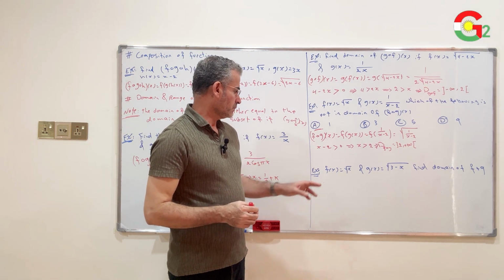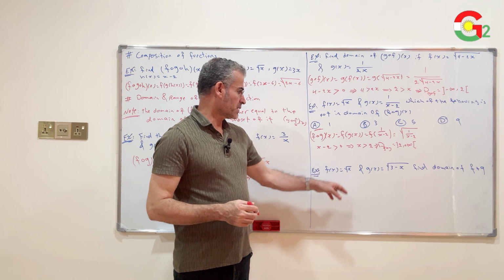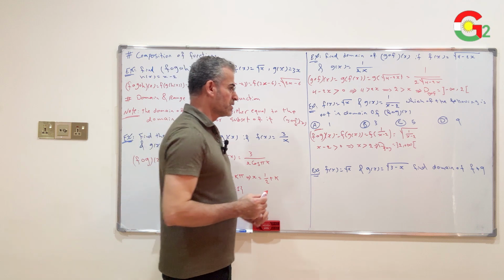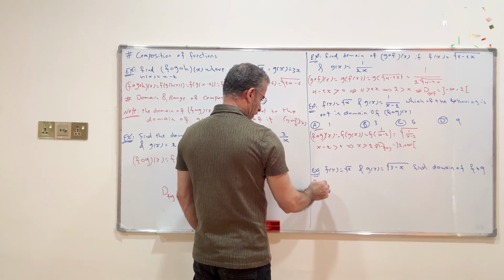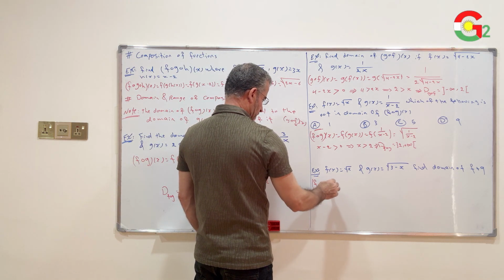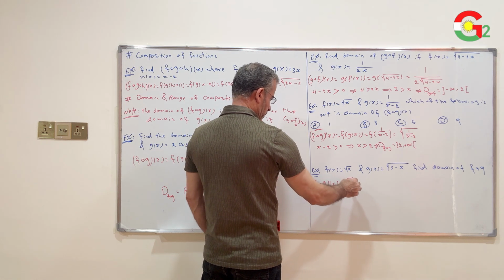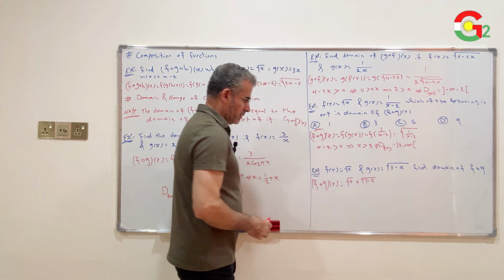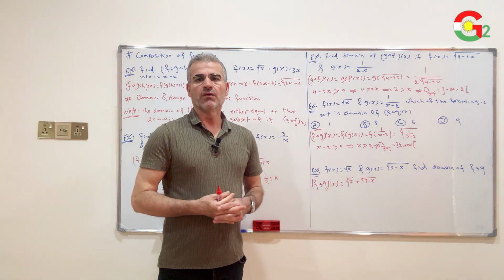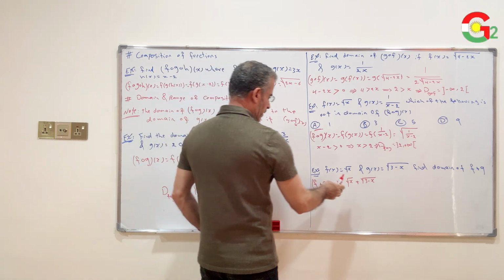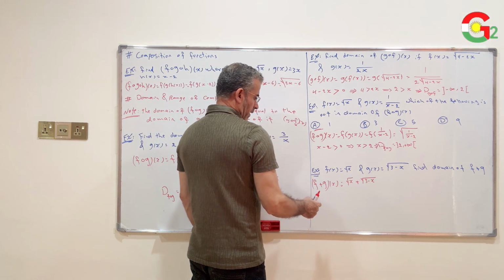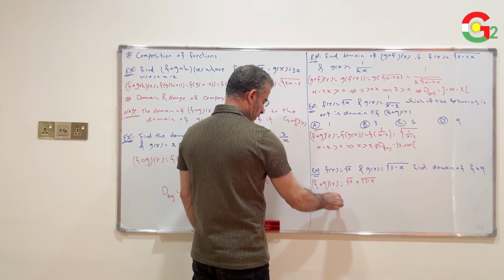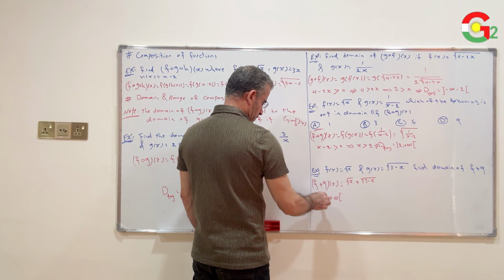Example: f of x equals square root of x, g of x equals square root of 3 minus x. Find the domain of f plus g. Let me find (f plus g) of x. I have a function that is the addition of two square roots. Find the domain of each square root separately. The domain of square root x is 0 to positive infinity, as you know.